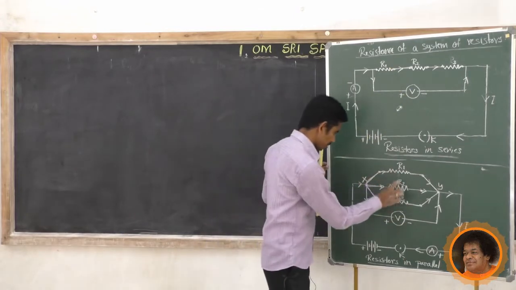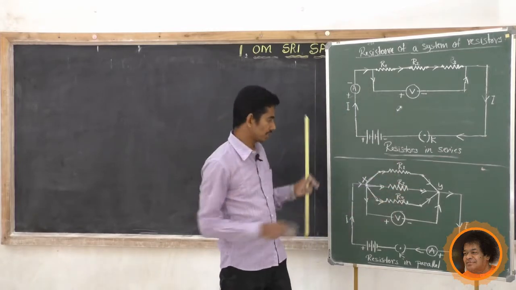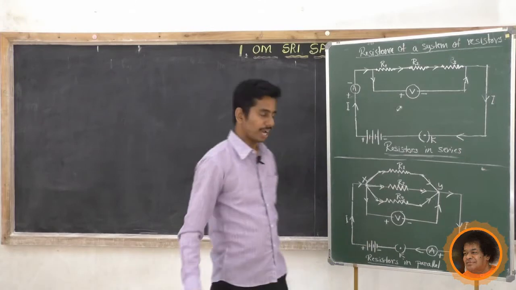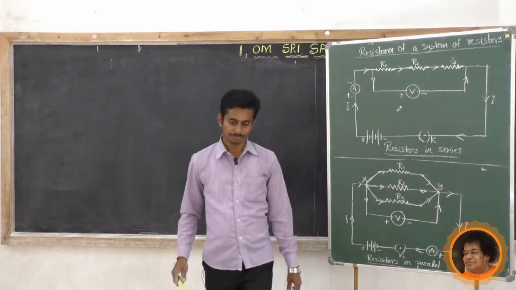This is the difference between resistors in series and resistors in parallel. In parallel, how many resistors are there? 3 resistors, or 2 or more resistors, joined in parallel, this system is called resistors in parallel.